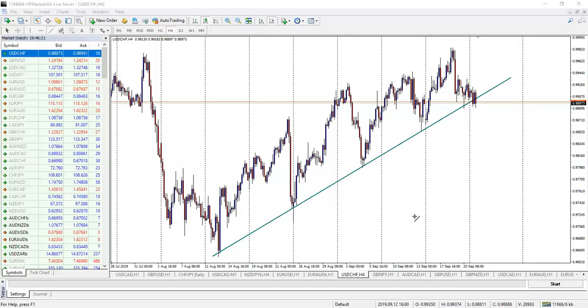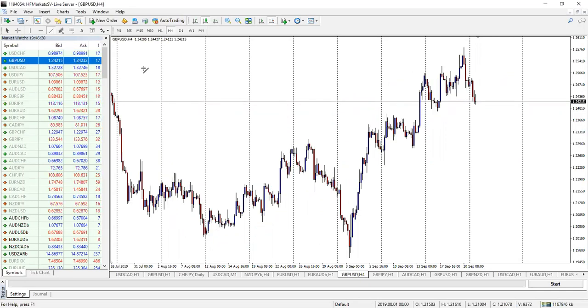Now, let's go to something else. We need to see as many examples as possible. Why? Because we have to know the different ways in which the market might show something.